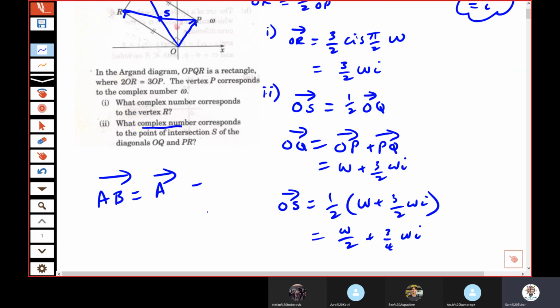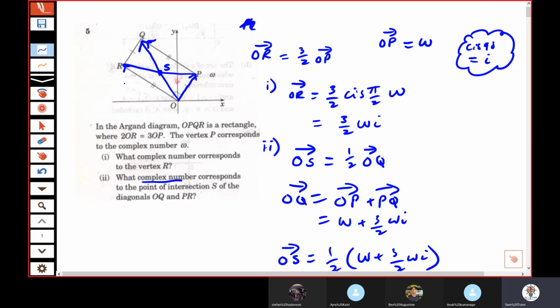The other thing is that I'm just adding head to tails. To get a resultant of OQ, I'm doing OP plus PQ. You could also have said OQ is OR plus RQ. It's the same thing. So it's got nothing to do with trig, because it doesn't have to be a right angle. It could be anything. You're just adding vectors head to tail. That's how it works.